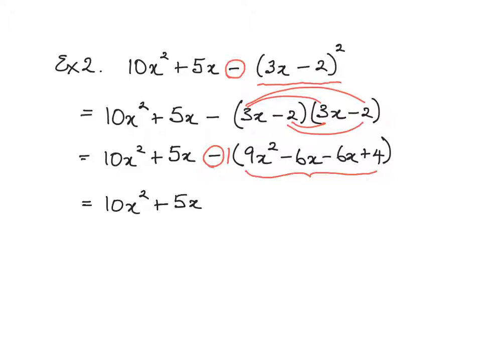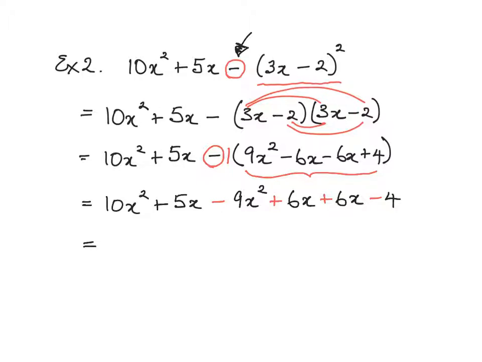I get negative 9x squared. I get positive 6x, because negative times negative is positive. I'll get another positive here for the same reason, and I get a negative 4 at the end, because negative times positive is negative. So that's what happens. That's the effect of this negative here. It changes the signs of all the terms that follow, and that's why we've got to be very careful.